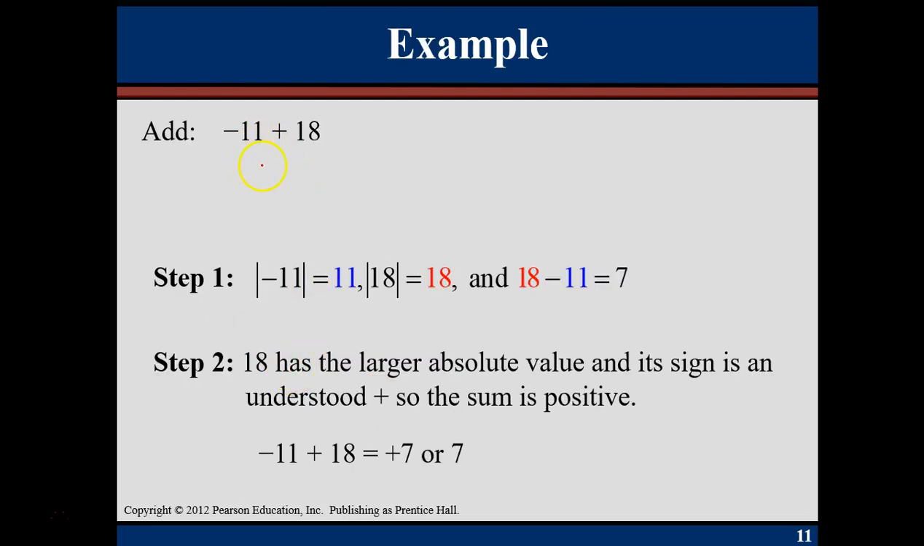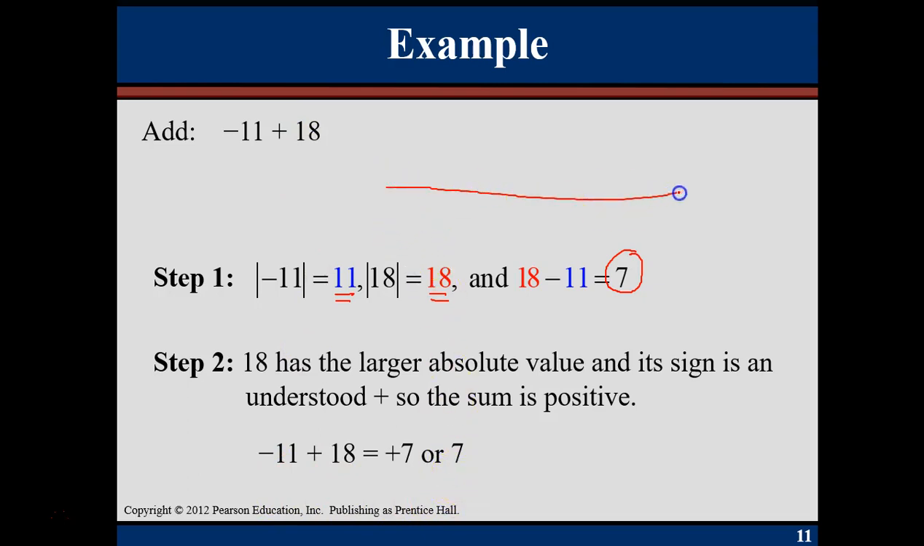So negative 11 plus an 18. Well, negative 11 has an absolute value of 11, and 18 has an absolute value of 18. The difference between these two numbers is 7. But think about it as a tug of war. 18 has a larger absolute value than negative 11. So positive 18 is a stronger number, and so it gets to give the sign. So a negative 11 plus an 18 is a positive 7.